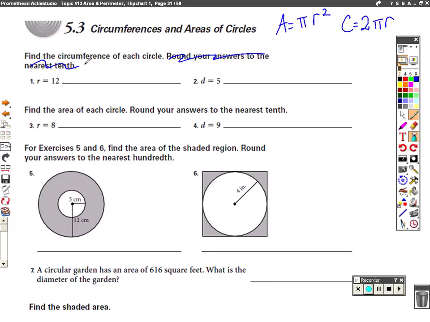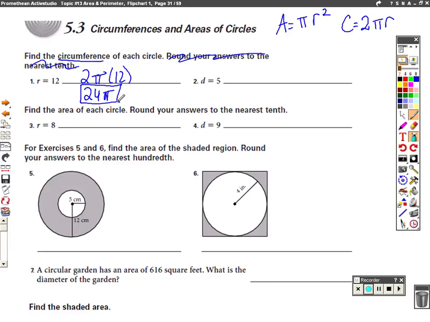Okay, so looking at the first one, we want to find the circumference. We're going to use the formula that I just said, which is 2 pi r. In our case, 2 times pi, and r is 12. Pi, we're going to pretend like it's a variable. It's really not going to change. So we're dealing with these numbers, 2 times 12, and that's 24. And I'm going to leave pi in my answer. That is the answer.